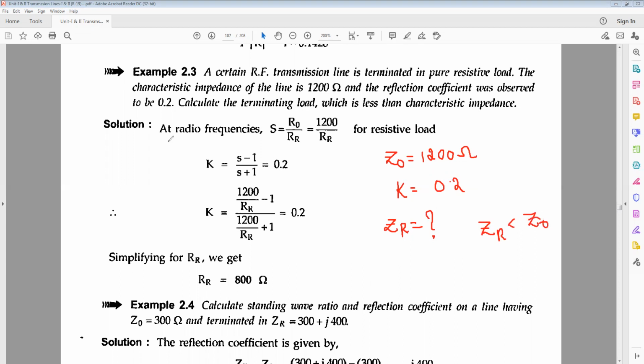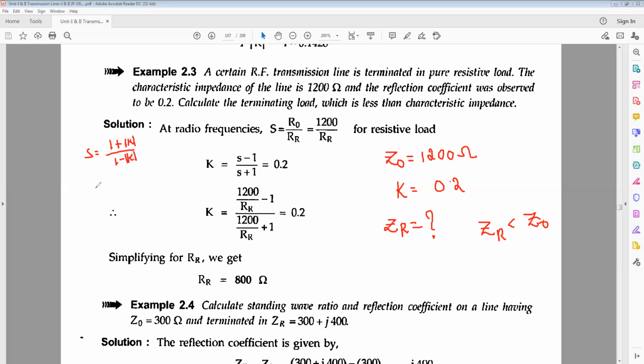Okay. Now at the radio frequency, S is equal to R naught by RR. R naught, nothing but here it is a normalized impedance. Let us take here. R naught by RR. R naught is given, this Z naught value 1200, by RR for resistive load. As in the radio frequency, S is the standing wave ratio. We already know S is equal to E maximum, 1 plus K by 1 minus K, the reflection coefficient.